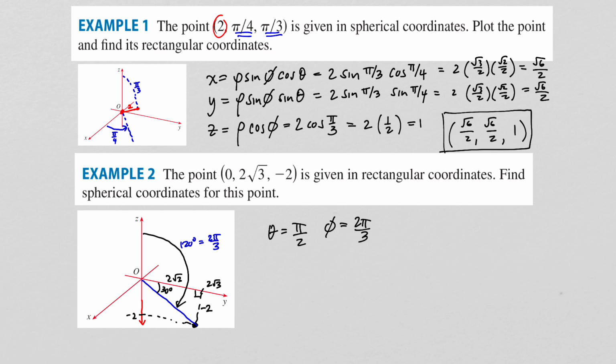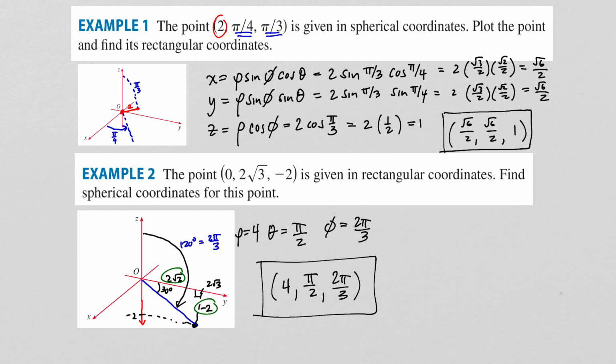And then rho is just the distance from here to here. So you could use the Pythagorean theorem with these two sides to find out how long this is. Or if you know that in a 30-60-90 triangle, the hypotenuse is always twice as long as the short leg here, we know that rho is 4. So in spherical coordinates, one answer is this. Now I say one answer because remember angles can be coterminal, and so we can plug in different values for these angles and still get the same point here.